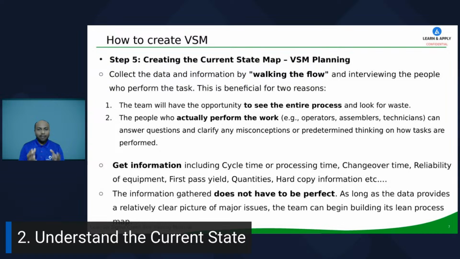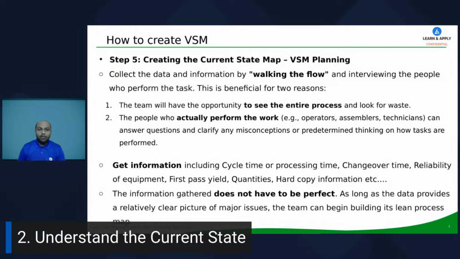We need to perform this exercise by walking the flow. It is not just that we look into the data which is available in the system, but we walk through the flow and collect the data. The team will have the opportunity to see the entire process and look for waste. This is the most important reason you must walk the flow and collect the data. The people who actually perform the work, for example operators, assemblers, technicians, and others, can answer the questions and clarify any misconceptions or predetermined thinking on how tasks are performed. Because of these two reasons, we must walk the flow and collect the information.